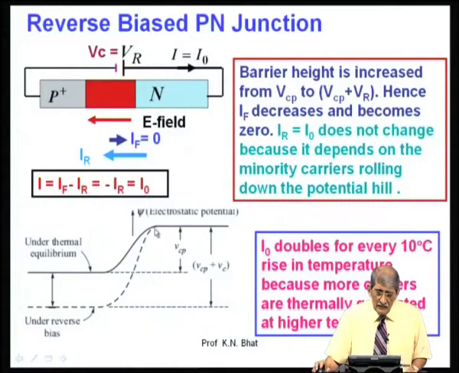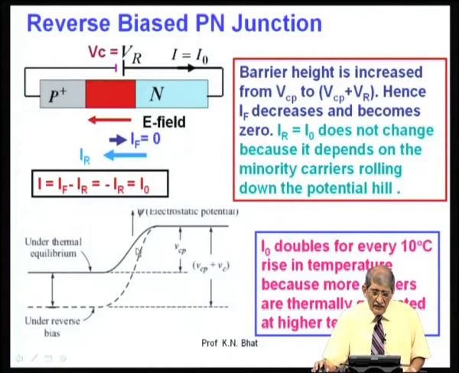Remember, the holes which are present as minority carriers on the N side are fixed by the temperature. So, the number available here on the right hand side is fixed. Also, the inclination, the slope of this plane has increased, the height has increased, but whatever is there can roll down this potential hill very comfortably, whether it is Vcp or Vcp plus Vr. So, the number rolling down from here, that is Ir.